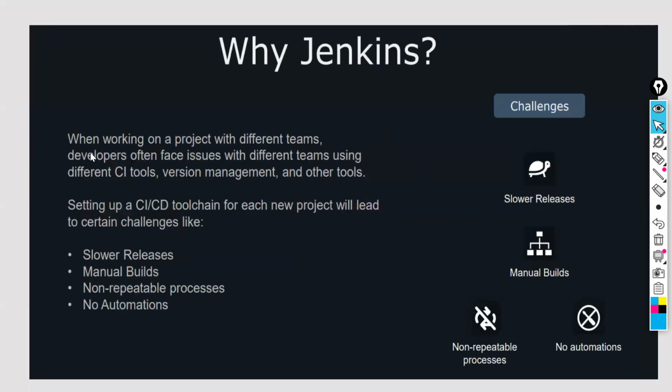So why Jenkins? When working on a project, different teams, like developers, often face issues with different teams using different CI tools. CI means integration tools, for suppose version management and other tools. Setting up a CI/CD toolchain for each project will lead to certain challenges like slower releases, manual builds, non-repeatable process, and no automation. So when every team is working across multiple different tools, see, even in our journey itself, we almost covered 10 different tools.